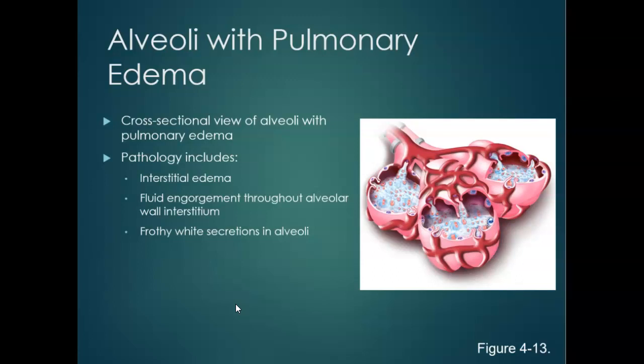And then that's going to increase the pressure in all of those capillaries. Once the pressure in the capillaries exceeds the pressure in the alveoli, you're going to start having fluid seepage out of the capillaries, the vasculature, into the surrounding tissue. So you're going to have interstitial edema, fluid engorgement in that alveolar wall interstitium. And typically one of the main signs of cardiogenic pulmonary edema is pink frothy secretions, or white frothy secretions, as the patient coughs up some of that excess fluid.